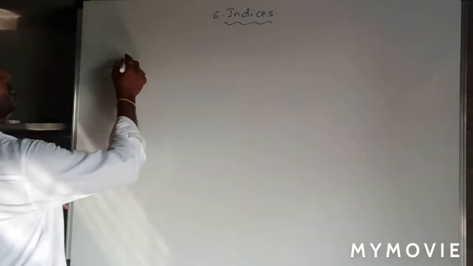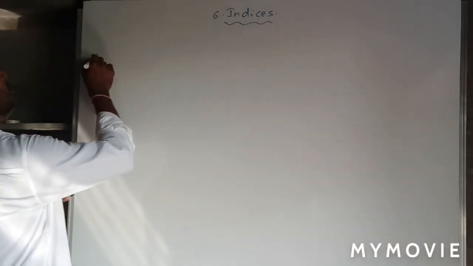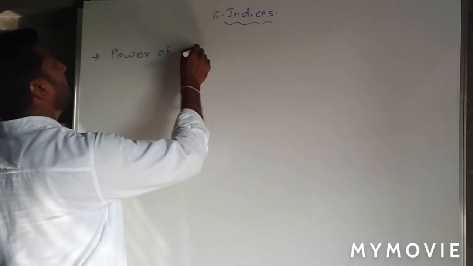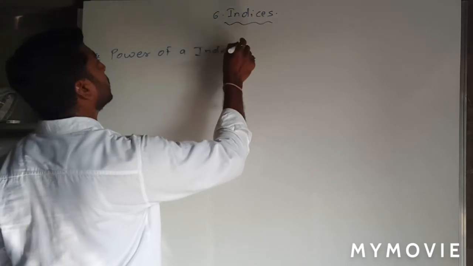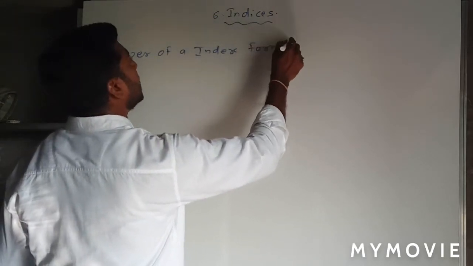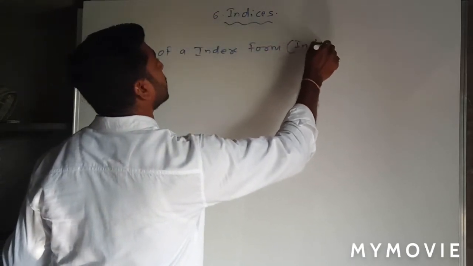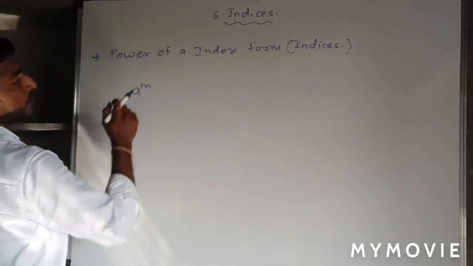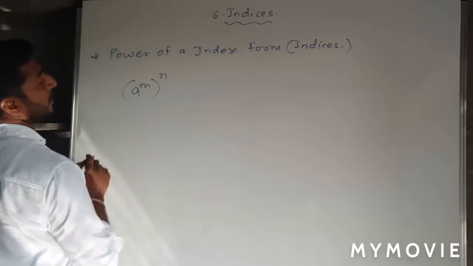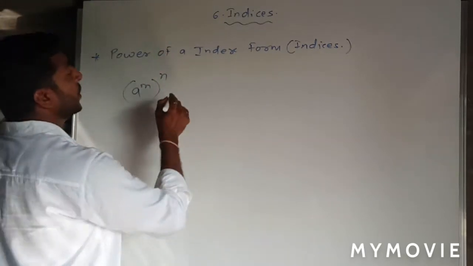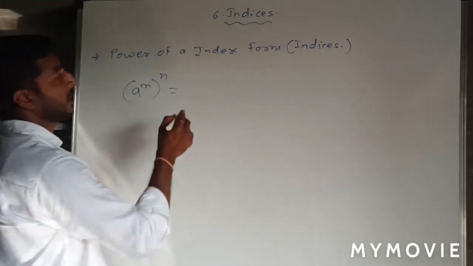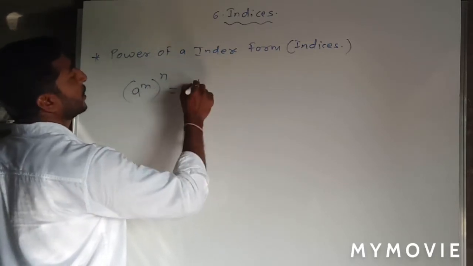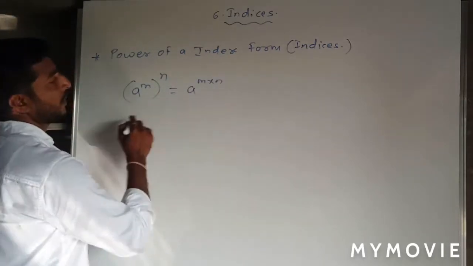There is one more law of indices, and that is the power of an index form, that means the power of indices. So there is an index a raised to m, and a power of it. So (a raised to m) bracket raised to n. What the law says is that if there is such a condition, you have to take the product of the indices. So that is the product of m into n. So this is that law.